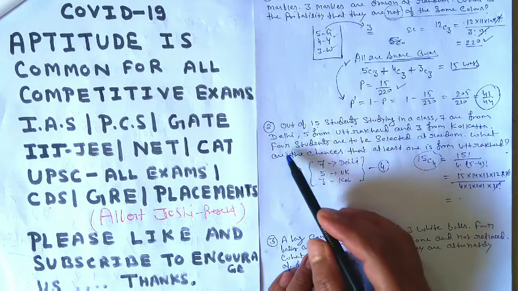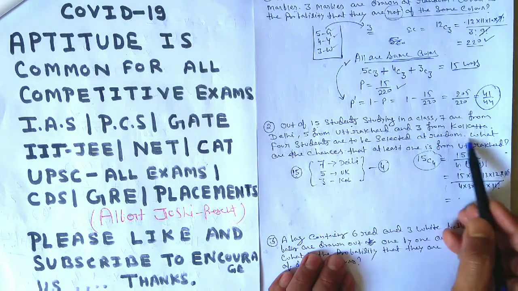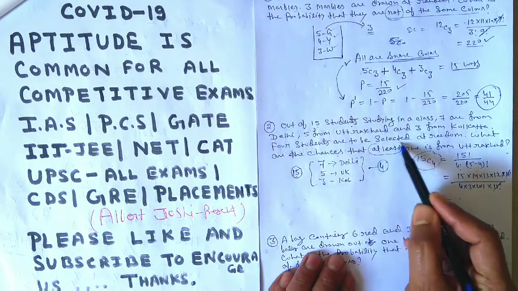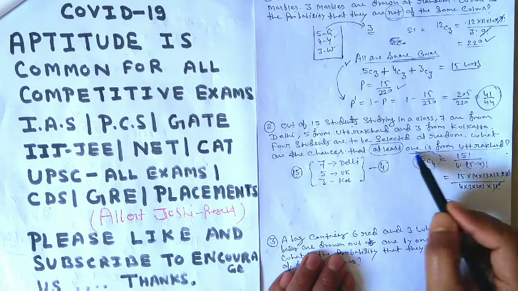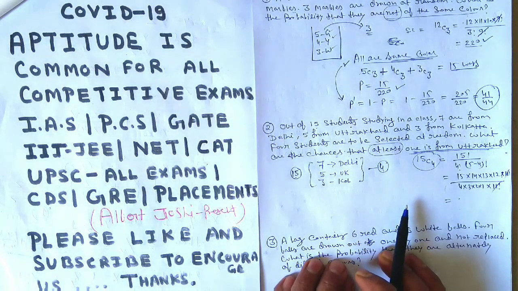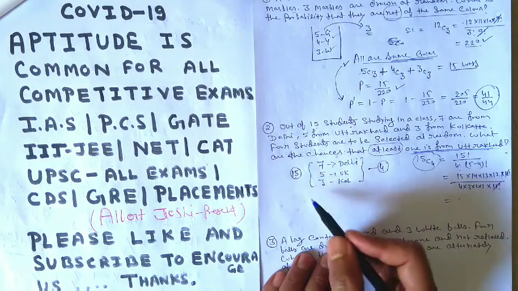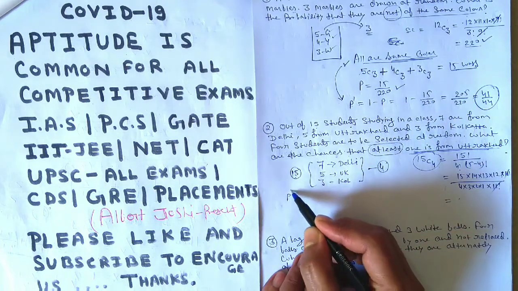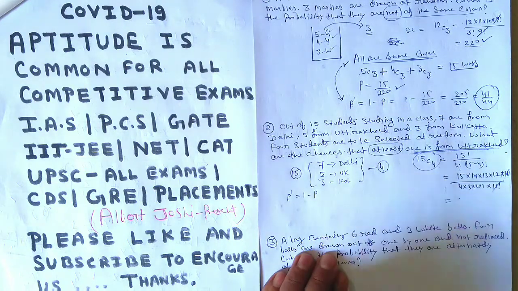Now he is asking, 4 students are to be selected at random. What is the chance that at least one is from Uttarakhand? At least one. In this condition, again the question is the same. P dash is equal to 1 minus P.